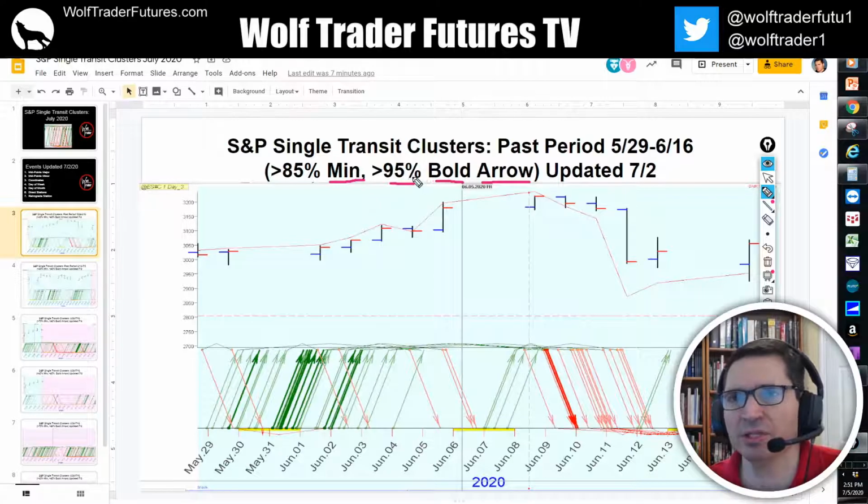Now, I don't always use these. Sometimes I'll use less. If I want to see more arrows, I'll use less. Obviously, if I did 75% minimum or 65, you'd see a ton of arrows down here, right? But this is looking at like 10,000 different transits, 10,000 different possibilities. And this one was updated on July the 2nd.